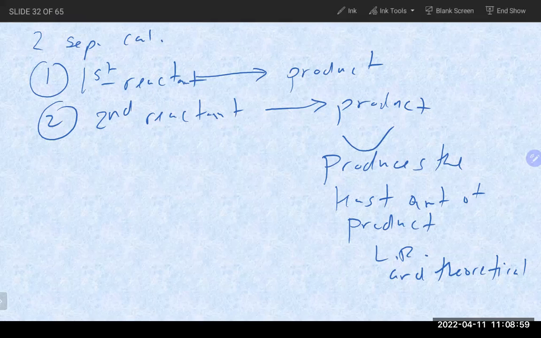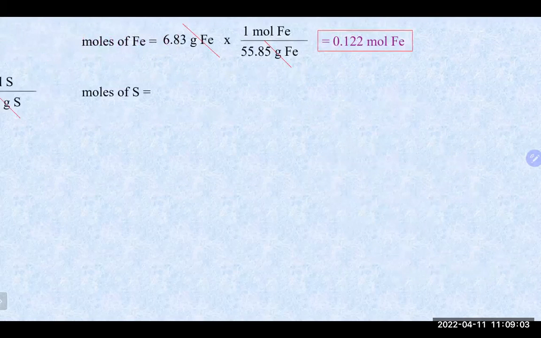All right, so I think we did an example. Let us take a look at another example. This is the one I think we did at the end.